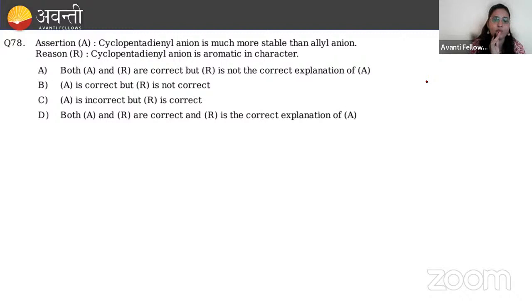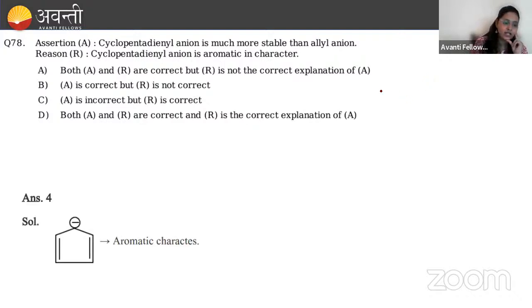Cyclopentadienyl anion is much more stable than allyl anion. Cyclopentadienyl anion is aromatic in nature. So what is correct? Yeah, cyclopentadienyl anion. Do you know the structure of cyclopentadienyl anion? So here you can see this is the structure of cyclopentadienyl anion. Okay, it is aromatic in character. Okay, it is more stable than allyl anion. Yeah, this is correct. Okay, and the reason being, why is it more stable? Because it is aromatic in nature. That is also correct. So both A and R are correct, and also the reason which is explained for the assertion is the correct explanation for it. That's why here answer D is the correct answer.